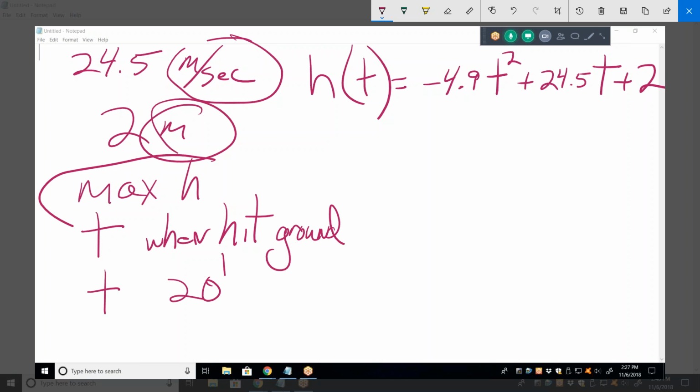Okay, the maximum height. We are looking at a parabola, correct? That's a quadratic. Its coefficient is negative, so it's a parabola, opens down. So we need to find that vertex. Do you know how to find the vertex of a parabola when it's in standard format like this?